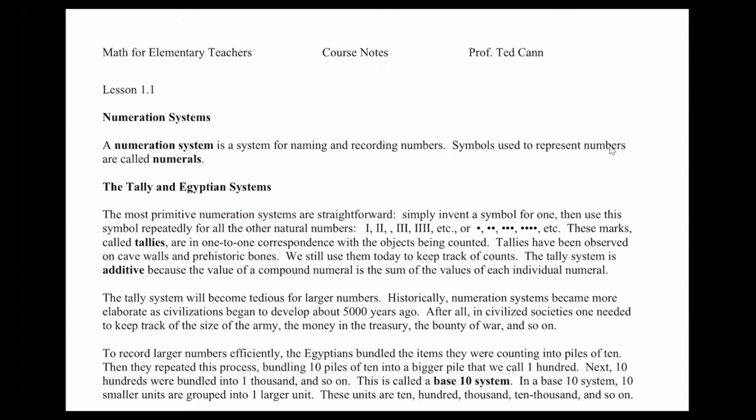So a numeration system is the same as a number system, for naming and recording numbers. Symbols used to represent numbers are numerals. Oh, okay. Yeah, so now you know what we're talking about. There's no further explanation required. However, for a young child, a lot more explanation is required, right?